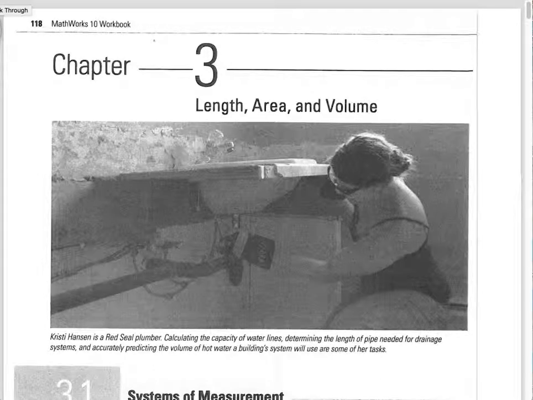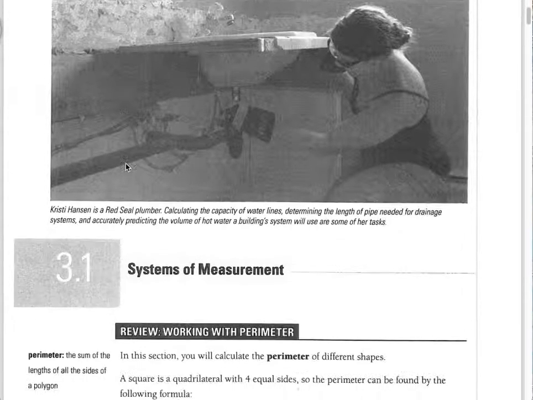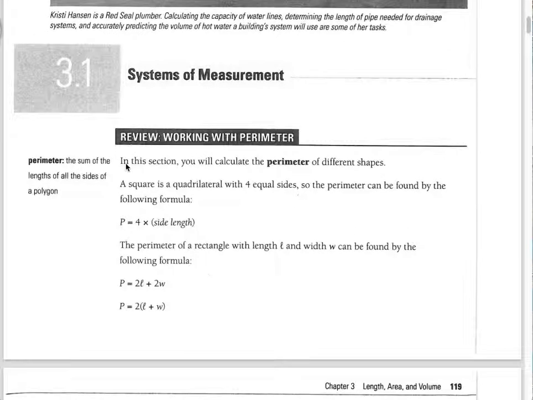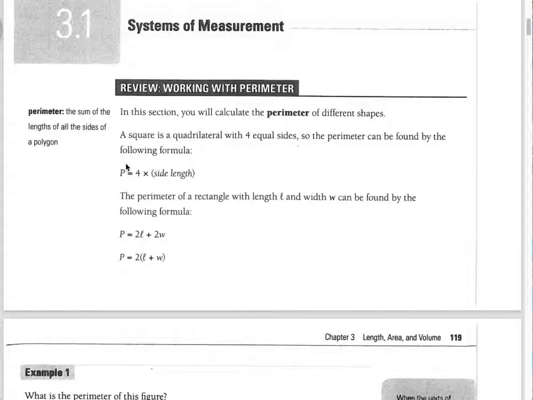Hi, so welcome to chapter 3. Here we're talking about length, area, and volume, as you can see. And we're also going to be dealing with systems of measurement, things like imperial units as well as SI, or System International Units. So this section, to begin with, is talking about perimeter of different shapes.